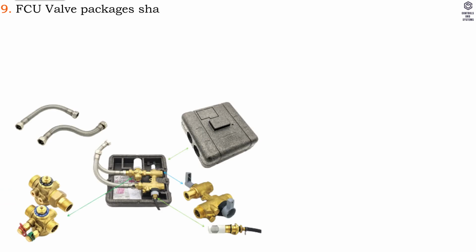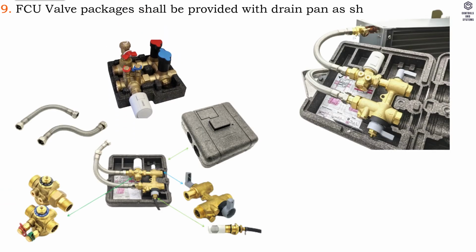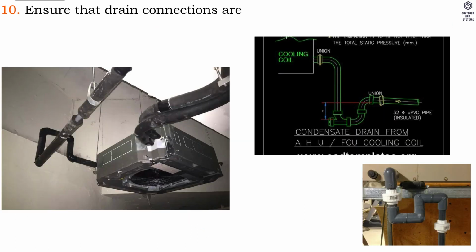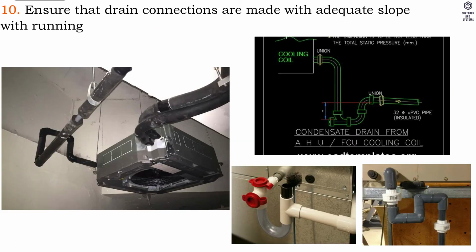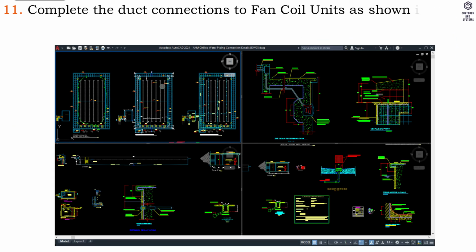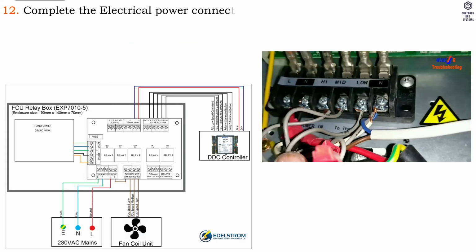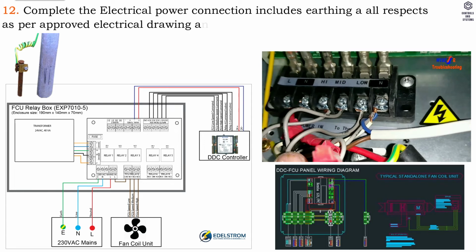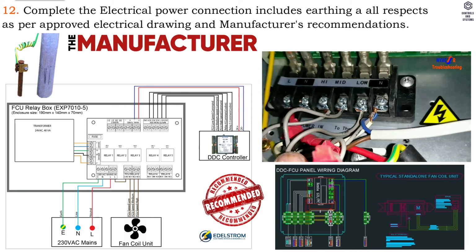9. FCU valve packages shall be provided with drain pan as shown in approved shop drawing. 10. Ensure that drain connections are made with adequate slope with running trap. 11. Complete the duct connections to fan coil units as shown in approved shop drawing. 12. Complete the electrical power connection, including earthing, in all respects as per approved electrical drawing and manufacturer's recommendations.